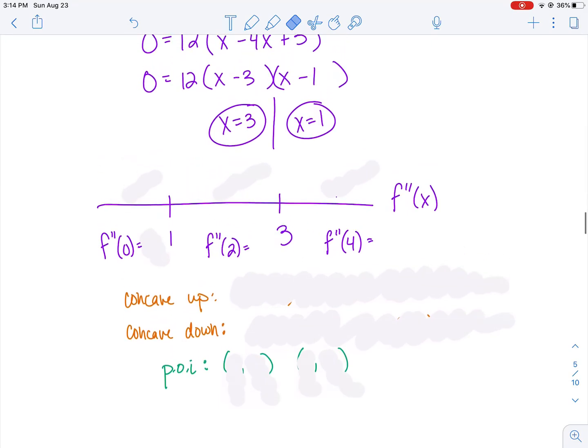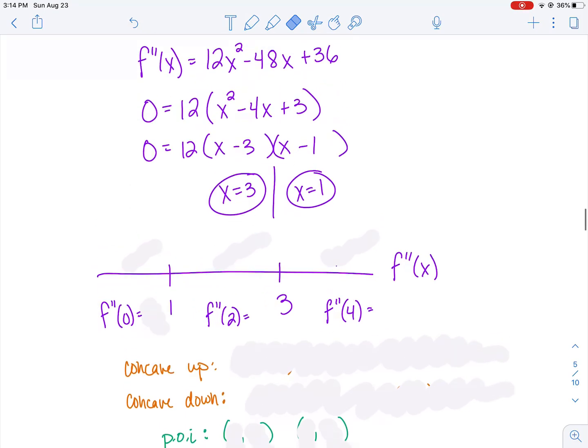So I want to take a number less than 1 and plug it in. I'm going to choose 0. I'm going to take a number between 1 and 3. I'm going to choose 2 and plug it into my second derivative. And I'm going to take a number greater than 3. I'm going to choose 4 and plug it into my second derivative.